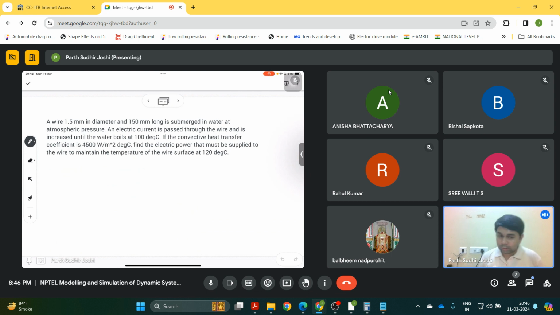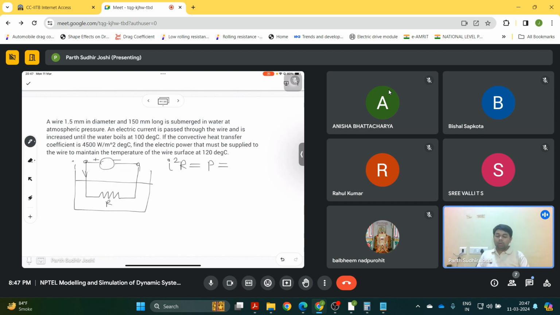So let us just first draw the diagram for this. So this wire is submerged in water, and let us say we are applying some voltage across the terminals of the wire, and since it has some resistance and some current I is flowing, so the heat generated across the resistance, that is the I square R, so that is the power that is dissipated across the resistor because of the current flowing. So that heat is basically used to heat the water.